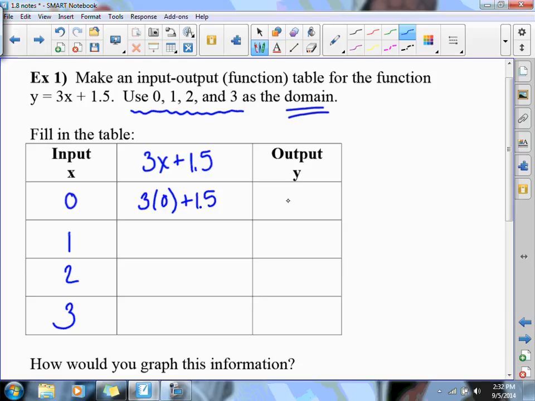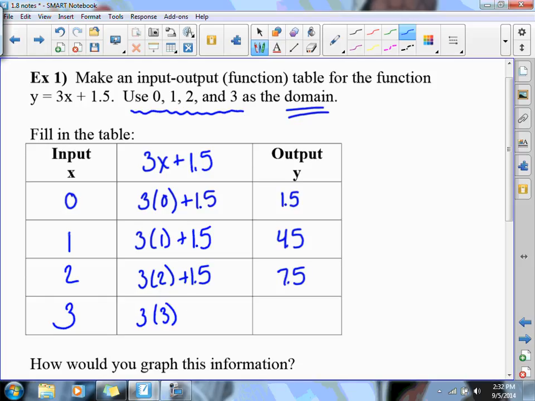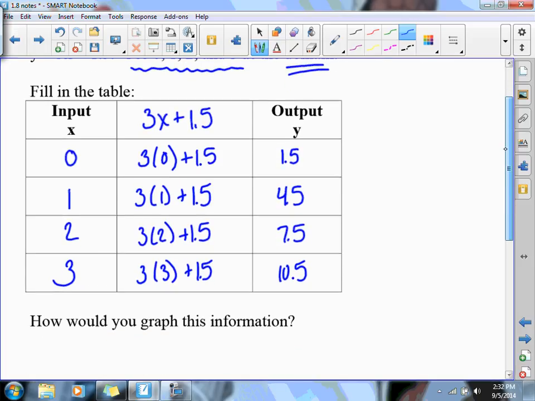So 3 times 0 is 0, and then the plus 1.5 is 1.5. Then I'll do the next one. 3 times 1, that's 3, plus 1.5 is 4.5. Then I have 3 times 2, that's 6, plus 1.5 is 7.5. And then there's 3 times 3, which is 9, plus 1.5 is 10.5. So there is my input and output table for that function.